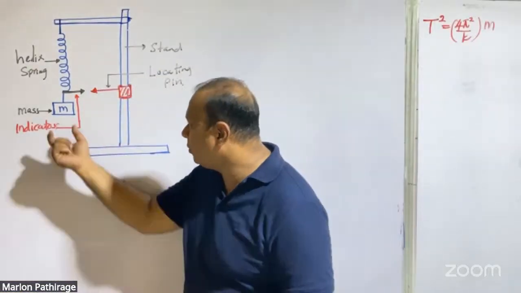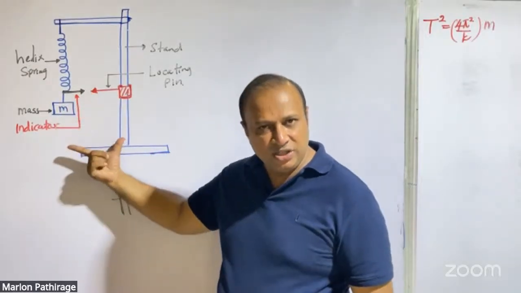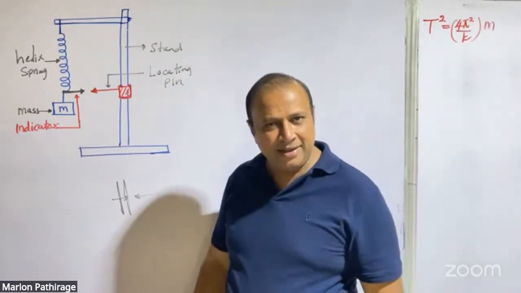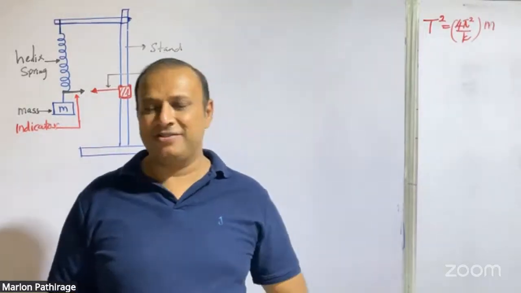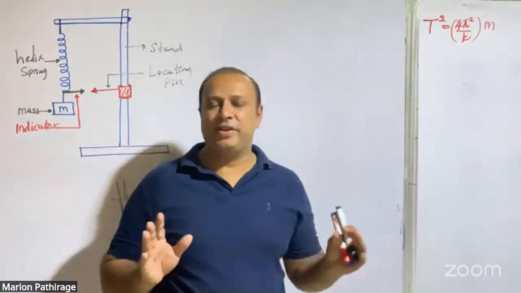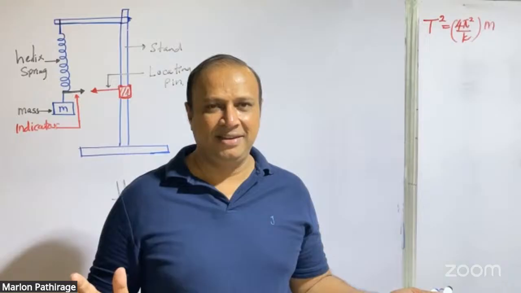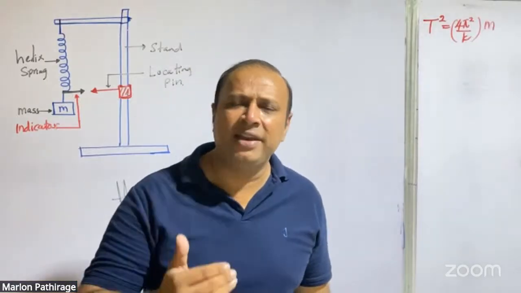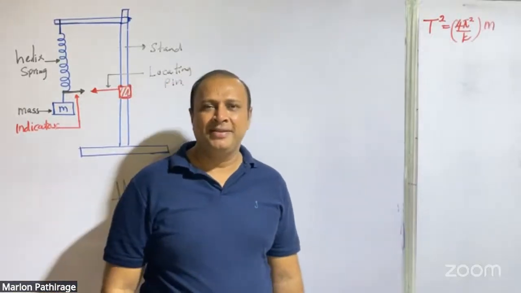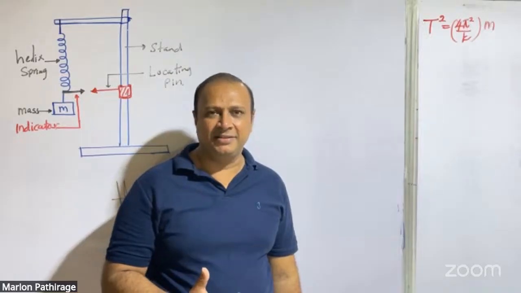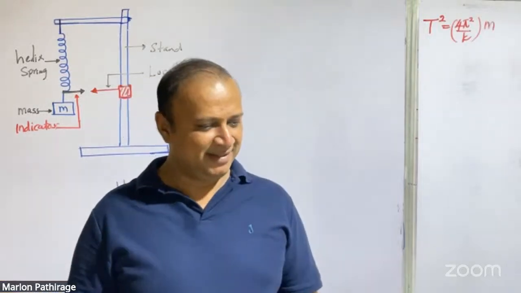Therefore, you have to slightly pull this mass in the downward direction and release, then determine the time taken for one oscillation. That is very hard and that is not accurate. So what is the reason? Time taken for one oscillation is not an accurate measurement. Can anyone tell me?